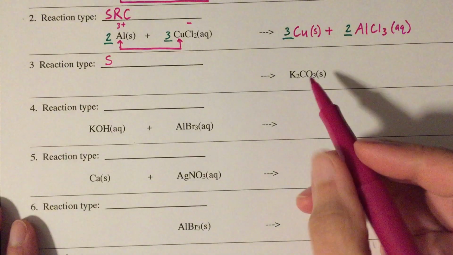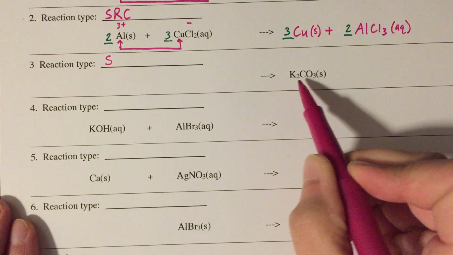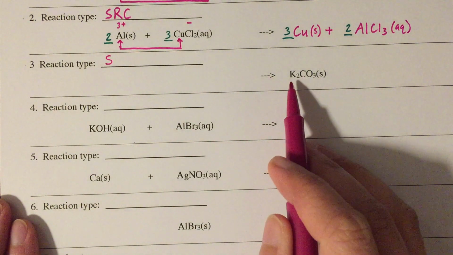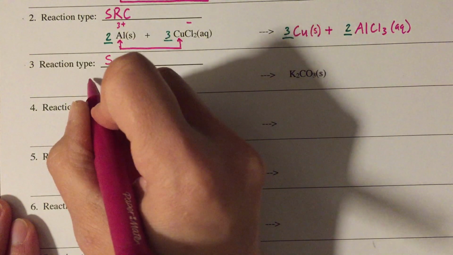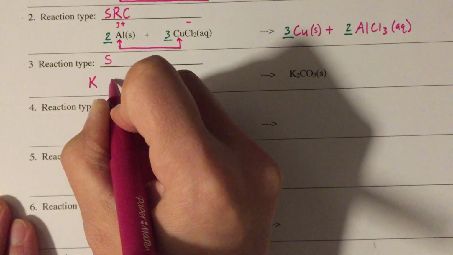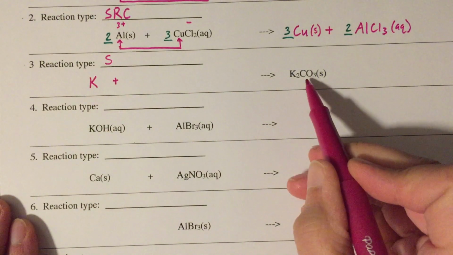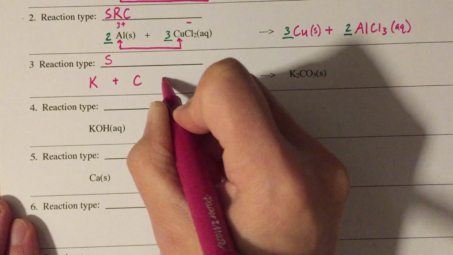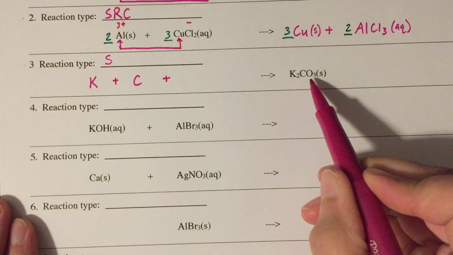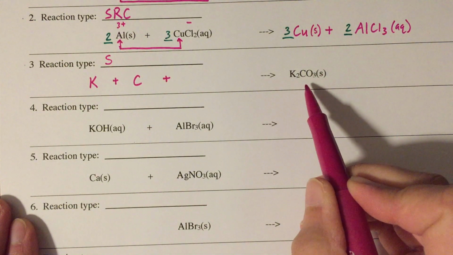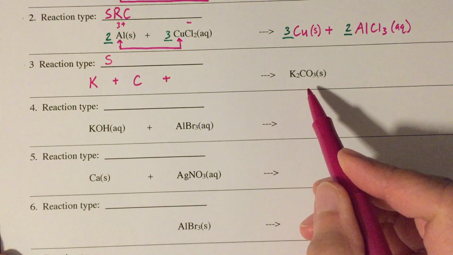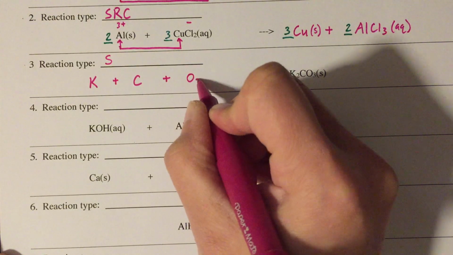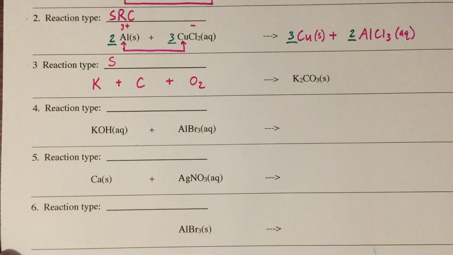I just need to inspect this compound and see what elements are in it, and those are going to be our reactants. So I see potassium, so I'm going to list that. Leave some space for the phase. I see carbon, so I'm going to list that. And I see oxygen. Now be careful with this, because oxygen is a diatomic element. So when I list oxygen over here, I need to make sure I put O2. And that would be the case with any diatomic element.